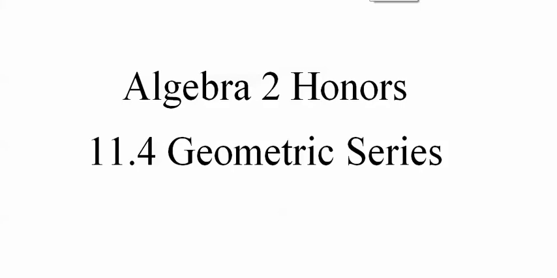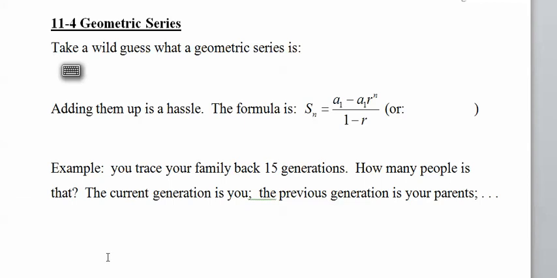Algebra 2 Honors, Lesson 11.4, Geometric Series. So take a wild guess. We've done arithmetic sequence, arithmetic series, geometric sequence. So now we're looking at 2 plus 4 plus 8 plus 16. In other words, the numbers go up geometrically, but we're still adding them. We're going to sum them up. Why? And you'd be surprised how often this pops up.